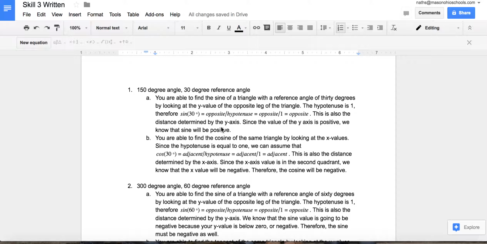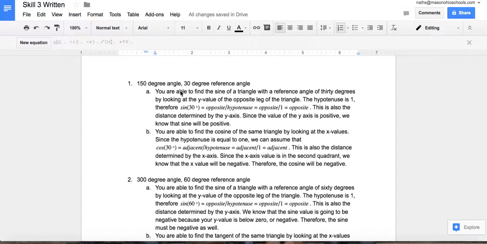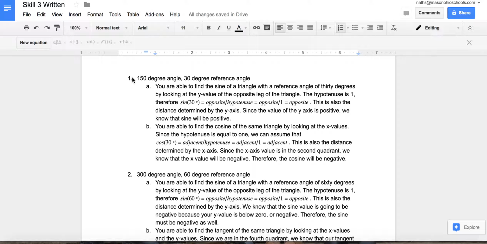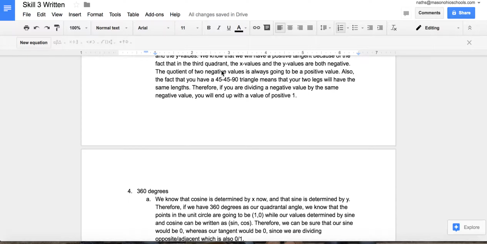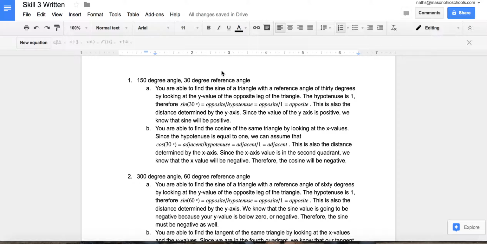Okay, so this is my skill 3 video. The first angle I chose was a 150-degree angle with a 30-degree reference angle, and that is going to be in the second quadrant. Obviously, it had to have a reference angle of 30 degrees, as it said in the instructions, although it was in radians, so I converted all of these to degrees just because I thought it would be easier for me. So I have my 30-degree reference angle in the second quadrant.